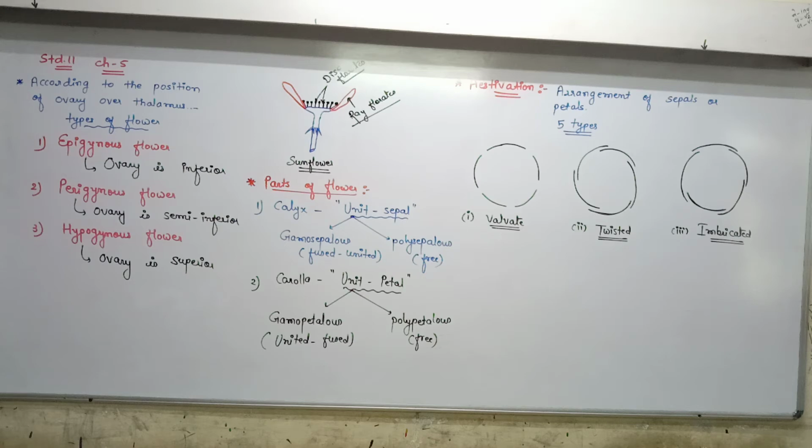Out of the units, one is totally outside, one is totally inside, only one. One unit is totally outside, one unit is totally inside, and other units are just like a twisted. Clear?